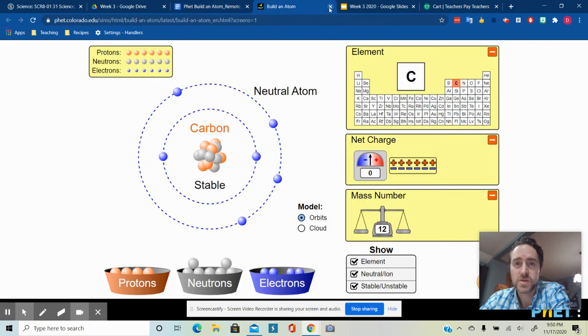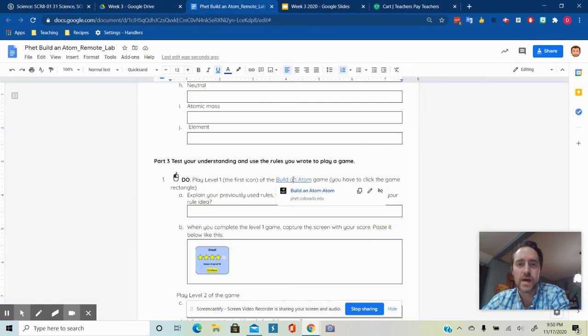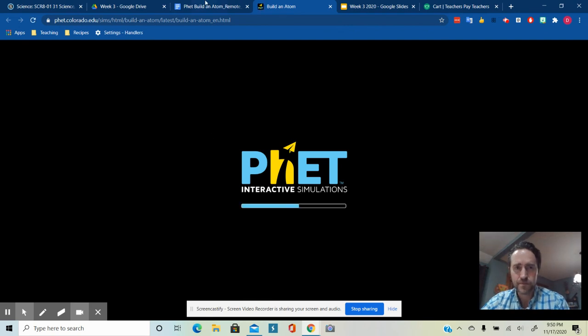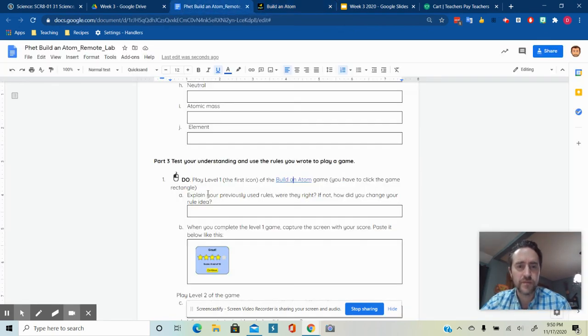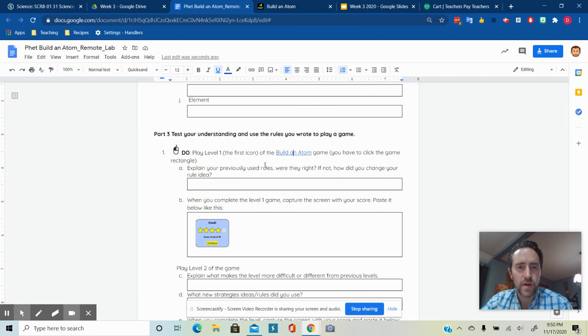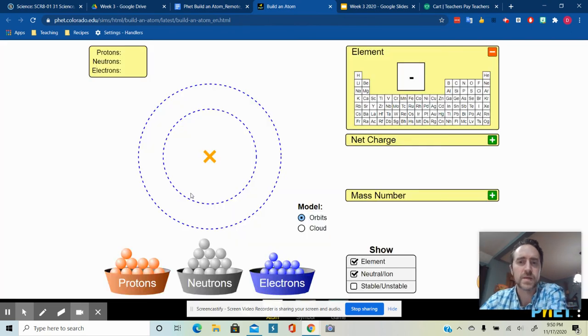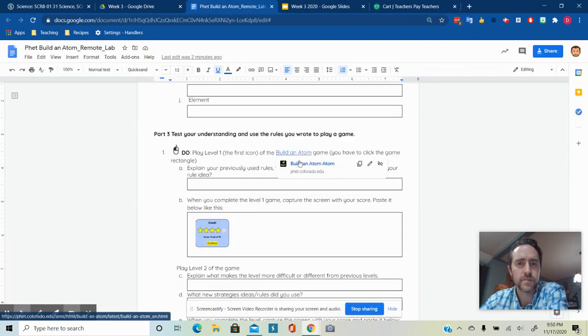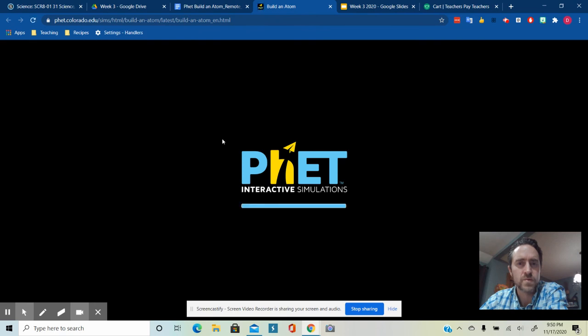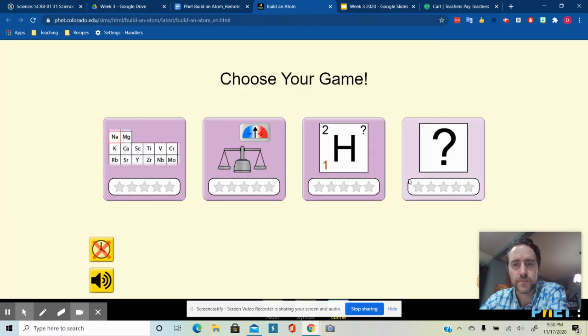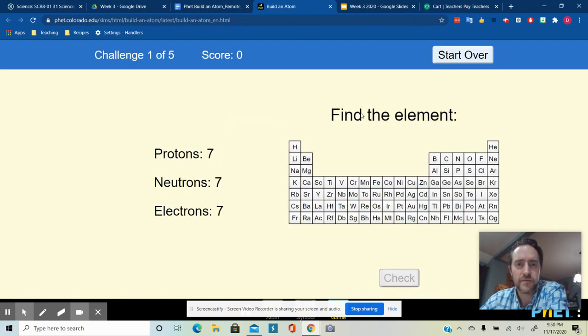If you finish, then you can close that out and you can do the build an atom game. And what you'll do is follow the instructions here. You click on the game rectangle and then all you've got to do is go in here. Oh, hold on, I don't think I did it right. Build an atom game. Sorry, I clicked on the wrong one. Go ahead, you can do each of these, 1, 2, 3, 4. So you start out here, find the elements given the clues.